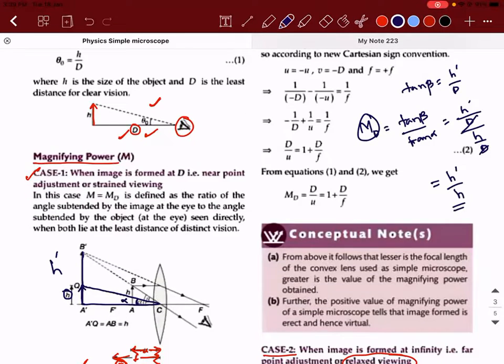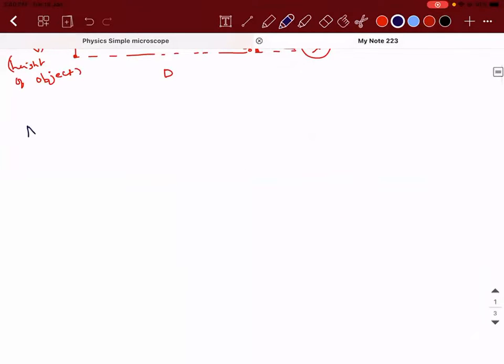Actually, what is the derivation with which we started? We started with angular magnification. But what is h dash? H dash is the size of the image to the size of the object. So what does it mean? Mathematically, in the case of a simple microscope, can I say that the angular magnification is exactly equal to the linear magnification? Yes. When this is going to be the scenario, then what is going to be the value of magnification? So MD will be equal to H dash divided by H.